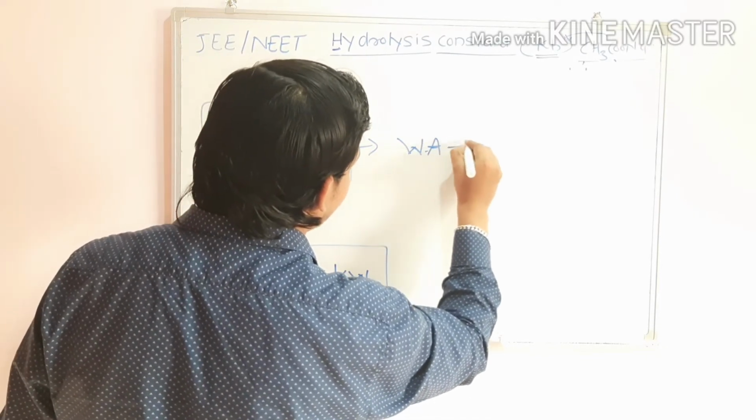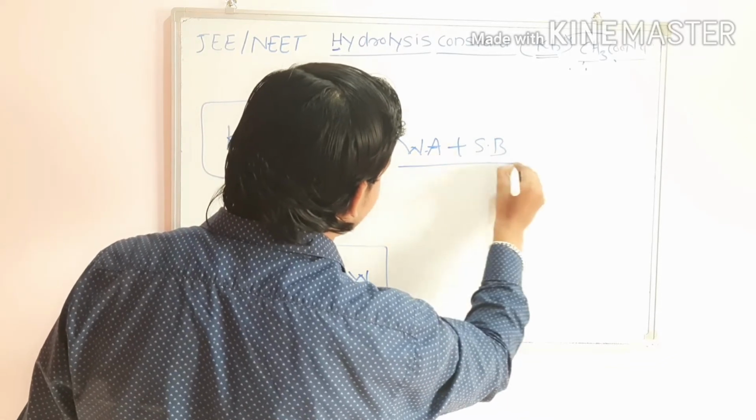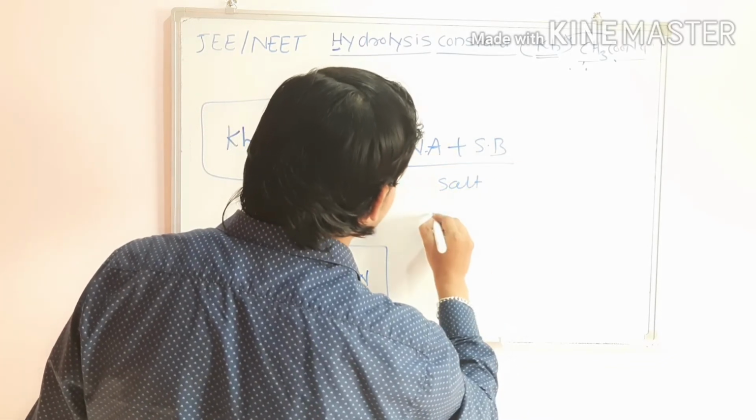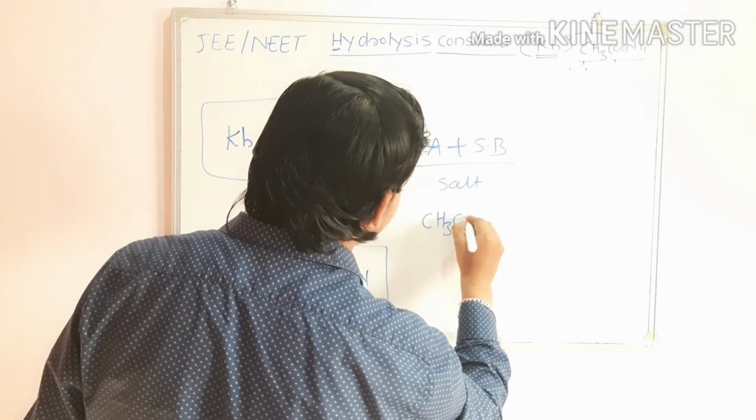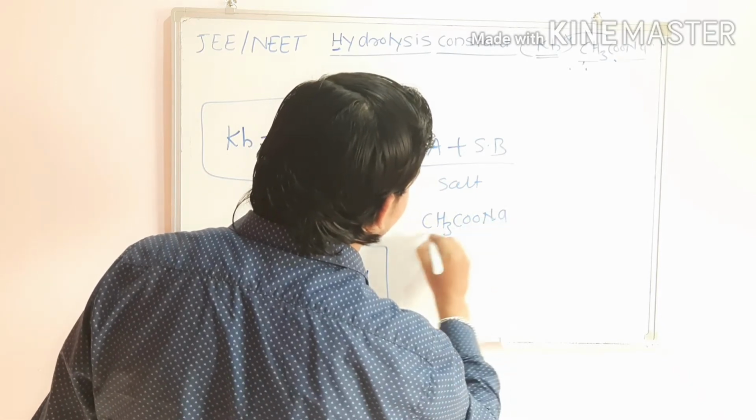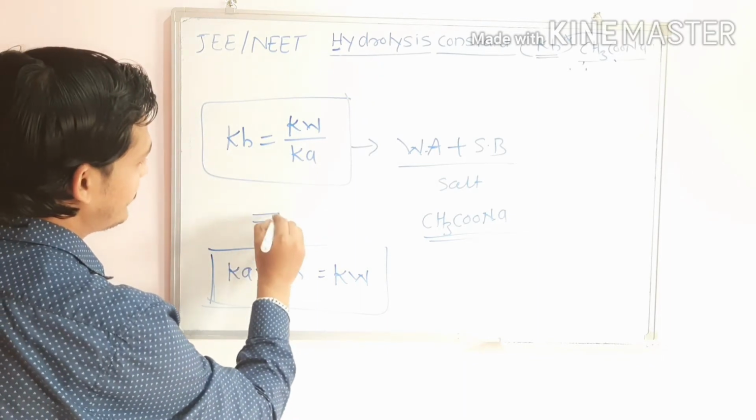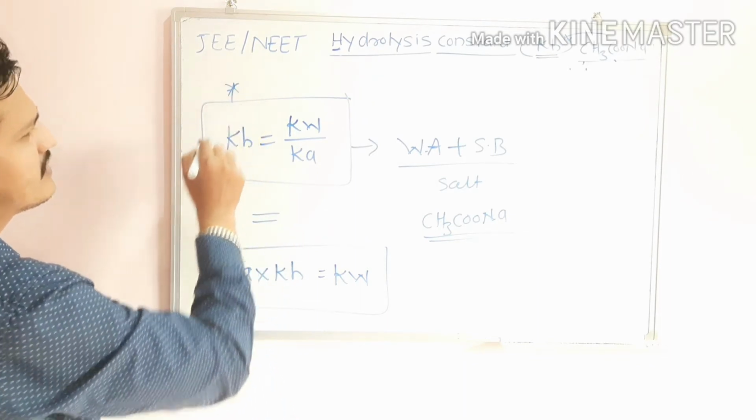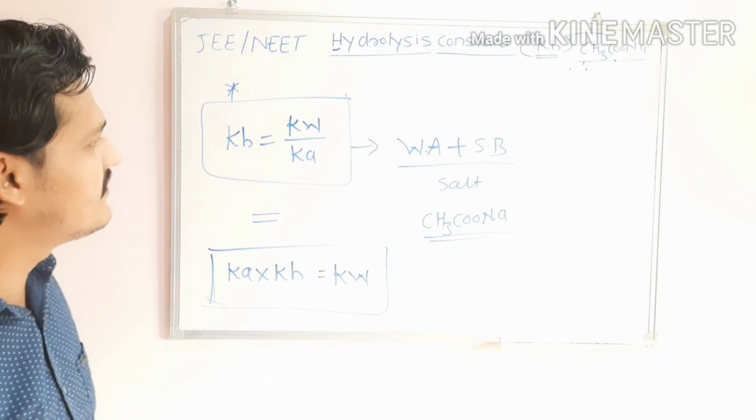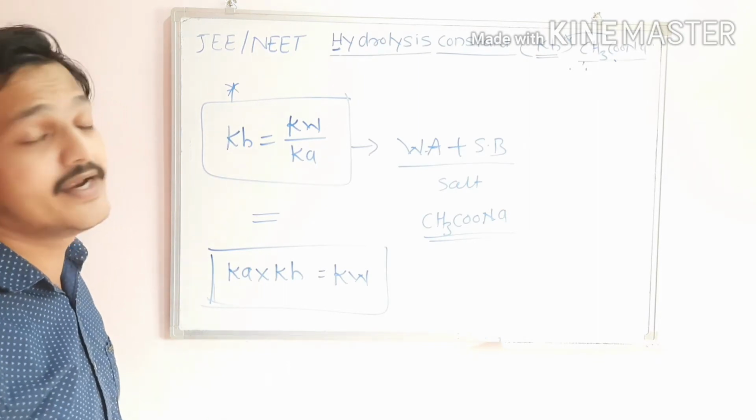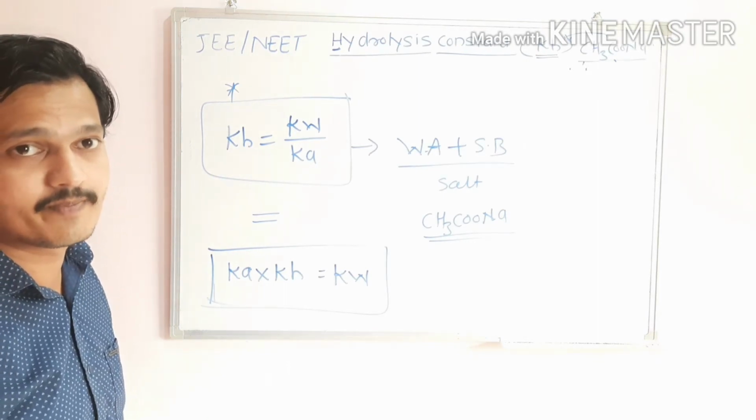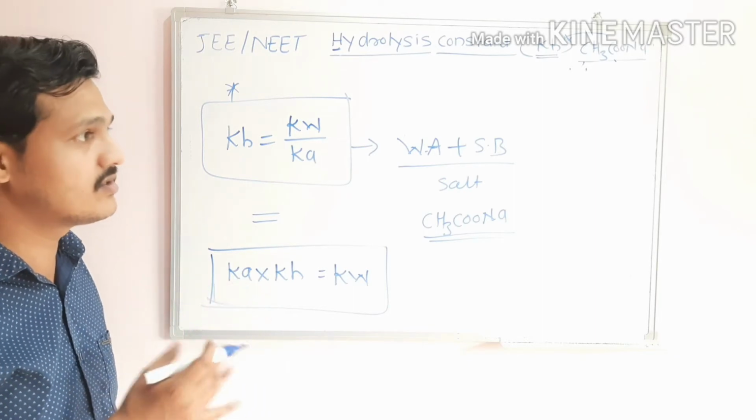The salt of a weak acid plus a strong base. The example we take is CH3COONa, sodium acetate. These are the two important equations. Please note them down, because they are really very important for JEE and NEET qualifying exams. Please take a screenshot of this or note it down.